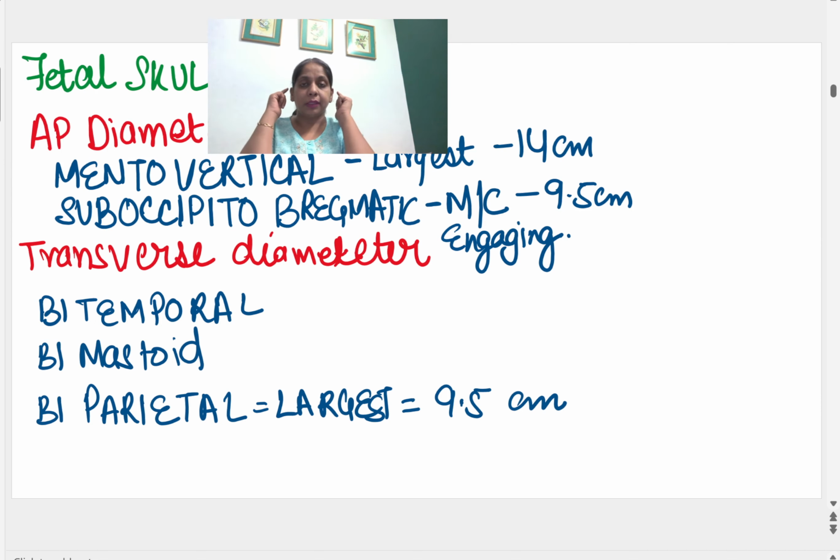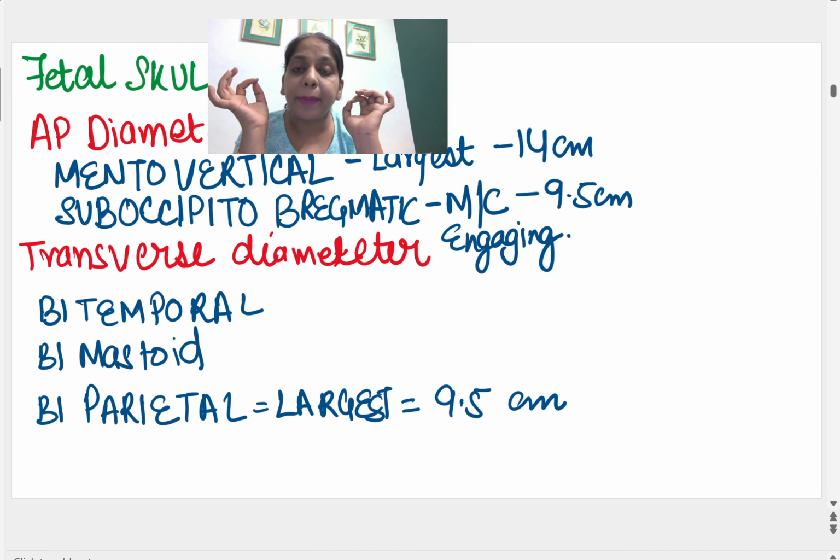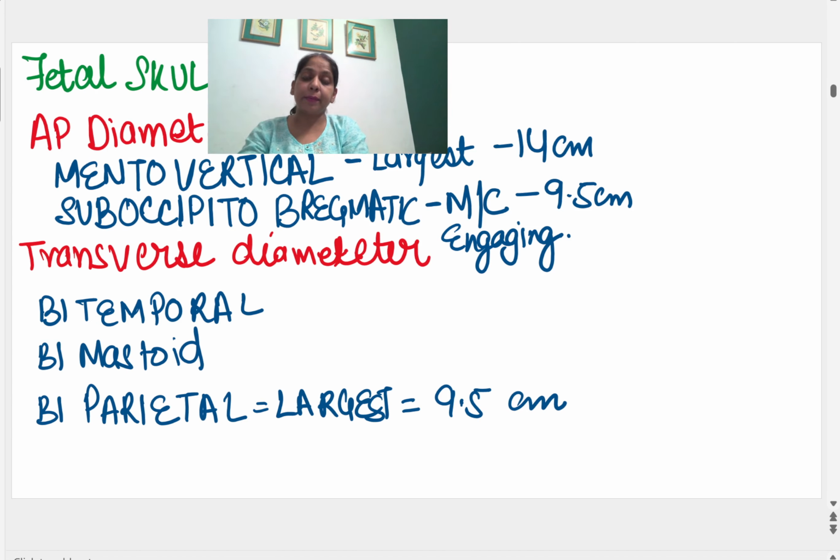Now next is the transverse diameter of the fetal skull. The one at the back of the ear is bimastoid, a little above is temporal, and here the largest diameter is biparietal. So here you only have to remember biparietal, and it is 9.5 and it is the largest of all. You can see that this diameter is largest, then it decreases. So biparietal is the largest transverse diameter. Otherwise, the largest anterior-posterior diameter is the mento-vertical.